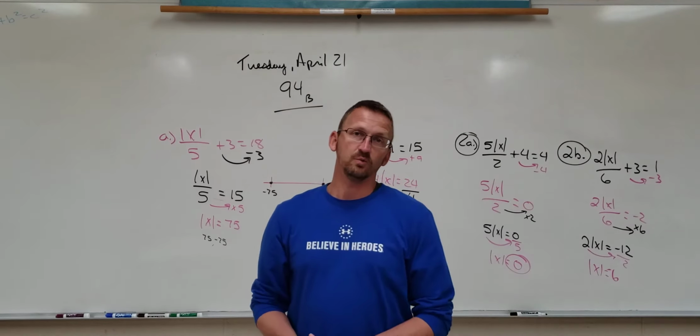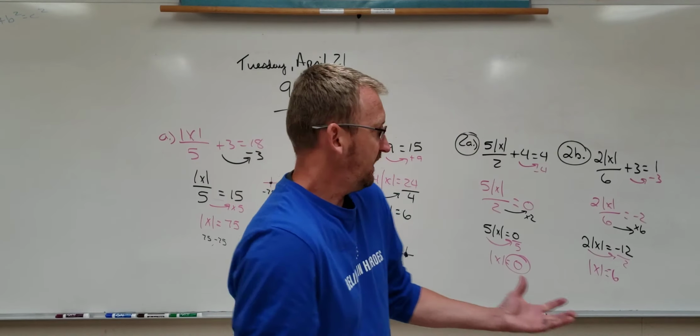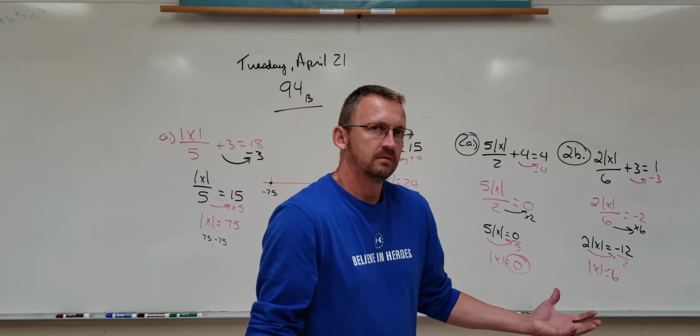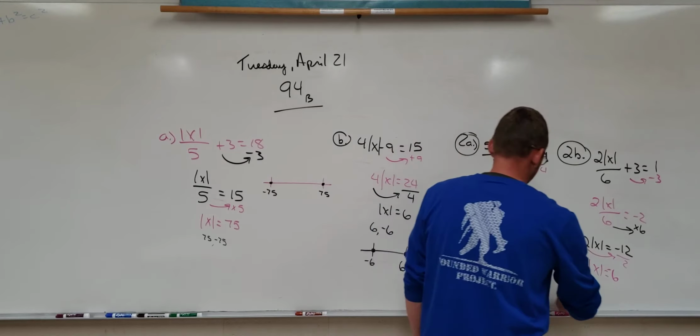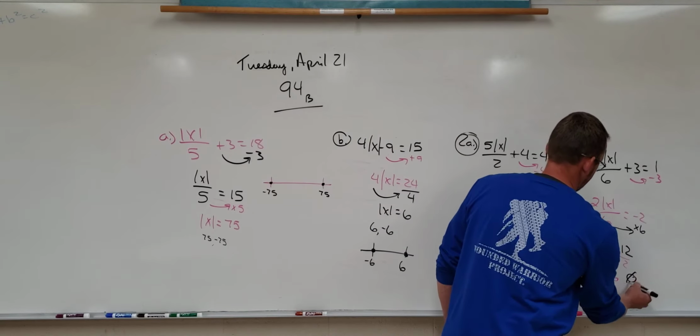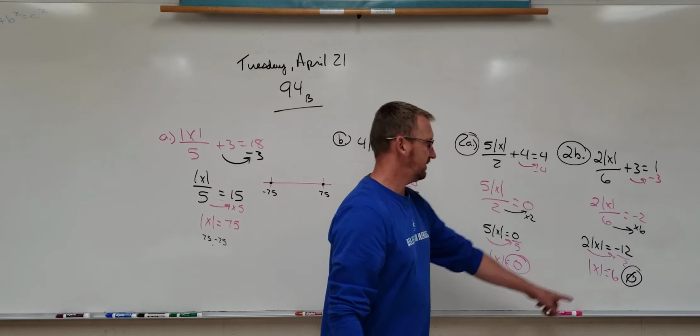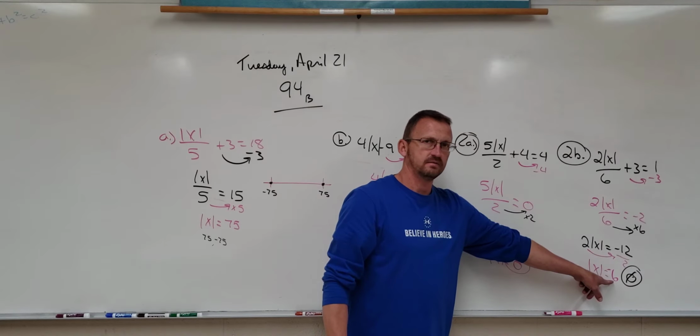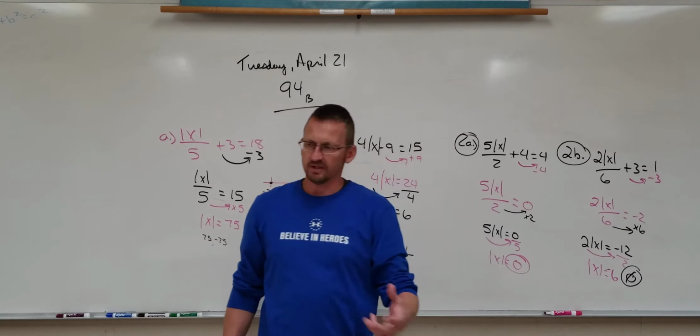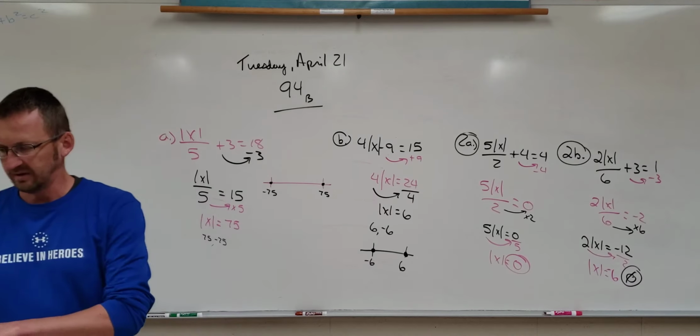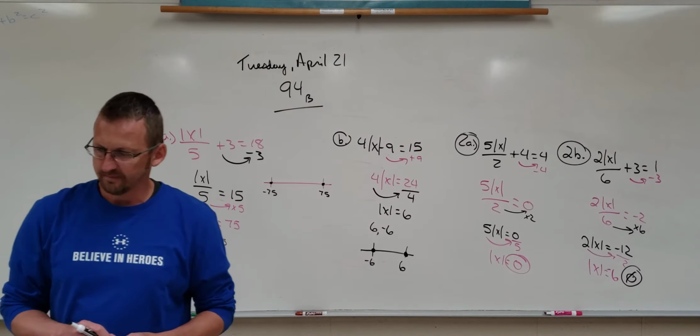The problem with that is what? We can't have a negative absolute value. So this is a null set. It can't happen. You cannot have a negative absolute value. There are, yes, special occasions, but in this case, it does not work. It is a null set.